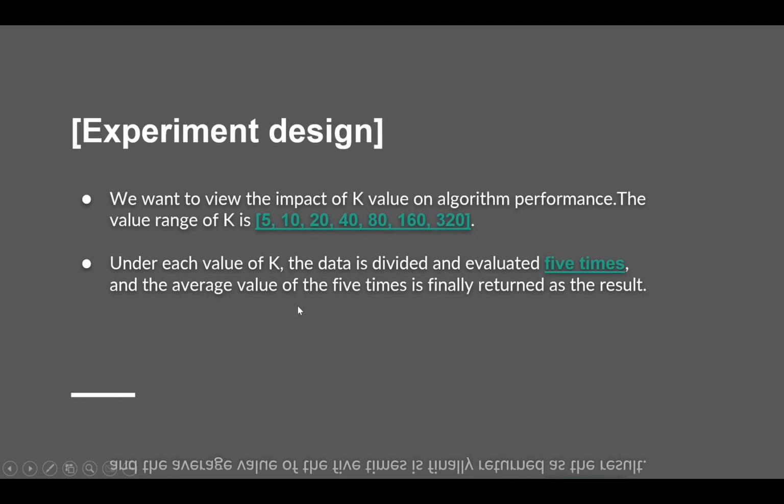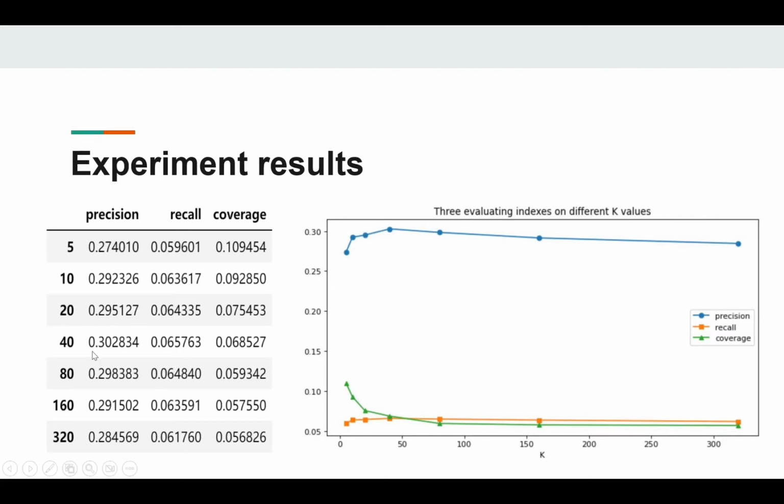And under each value of K, the data is divided and evaluated 5 times. And the average value of the 5 times is finally returned as a result. So this is our experiment results. You can see that K=40 gets the highest precision. And this is our diagram of the 3 indexes.